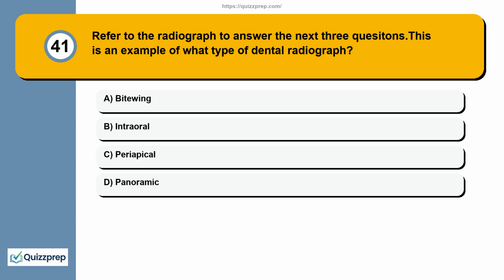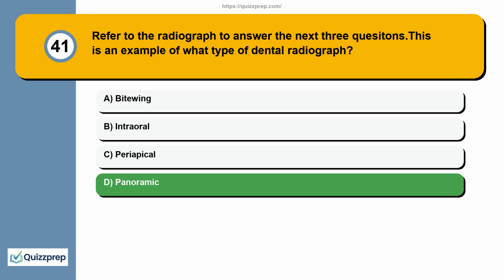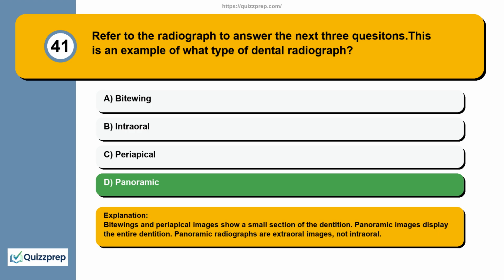Question 41. Refer to the radiograph to answer the next three questions. This is an example of what type of dental radiograph: bite wing, intraoral, periapical, panoramic? Bite wings and periapical images show a small section of the dentition. Panoramic images display the entire dentition. Panoramic radiographs are extraoral images, not intraoral.